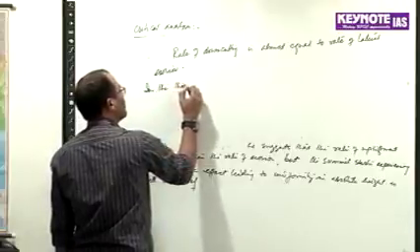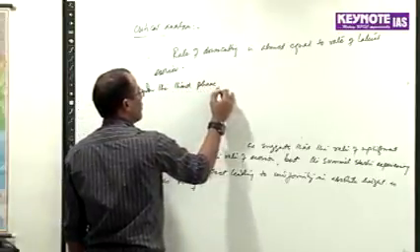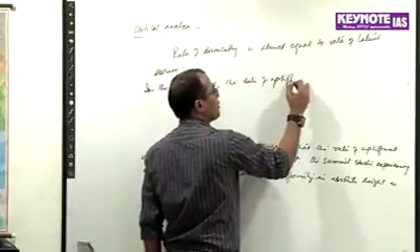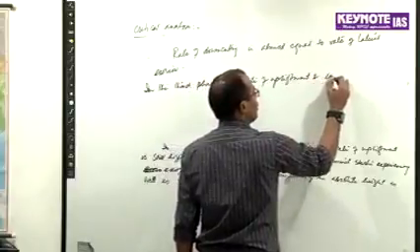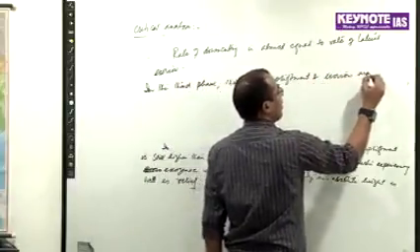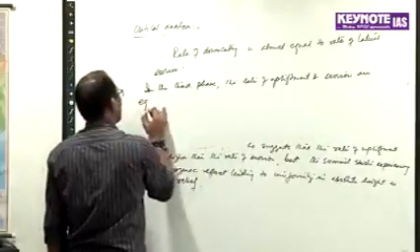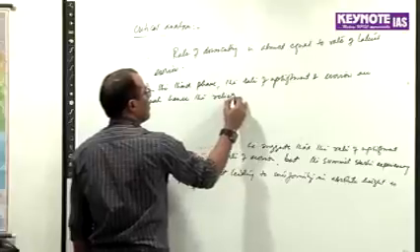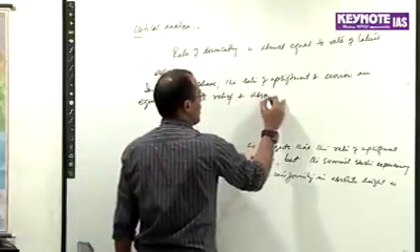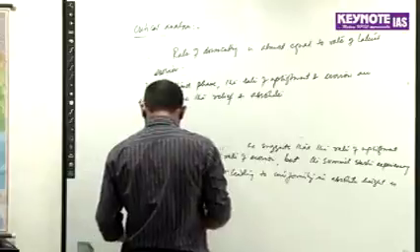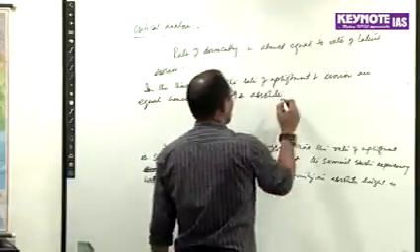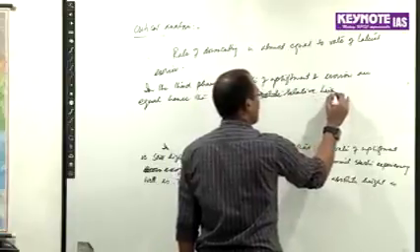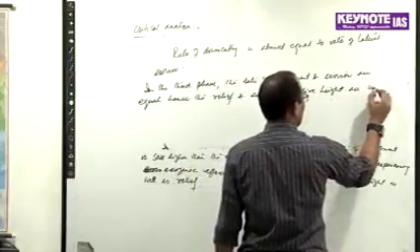In the third phase, the rate of upliftment and erosion are equal. Hence, the relief and absolute height, relative height, are uniform.